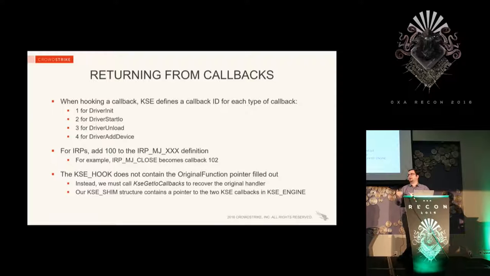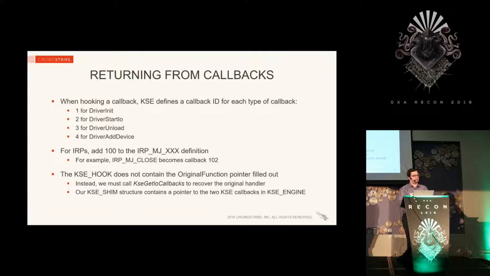For callbacks, you have to ask it what the address is. And you can ask it, one, for the original address of driver init, two, for driver start IO, three, for driver unload, four, for driver add device. And for IRPs, every IRP has its own number. Like, for example, IRP_MJ_CREATE is 0, IRP_MJ_READ is 4 or 3, IRP_MJ_CLOSE is 2.